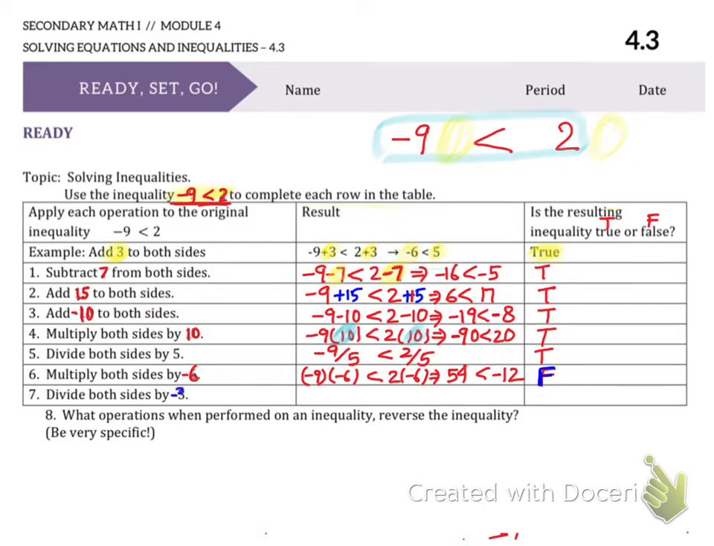Now they say divide both sides by negative 3. Let's try. Negative 9 over negative 3 is less than 2 over negative 3, and it's giving me 3 is less than negative 2/3 after simplifying. Is 3 less than negative 2/3? No, not at all. That's false.